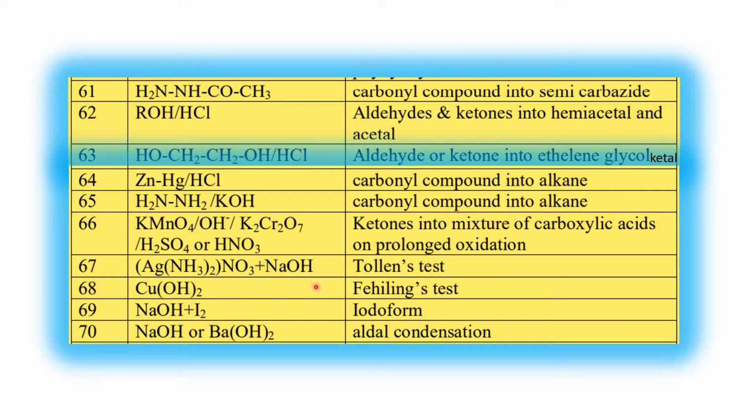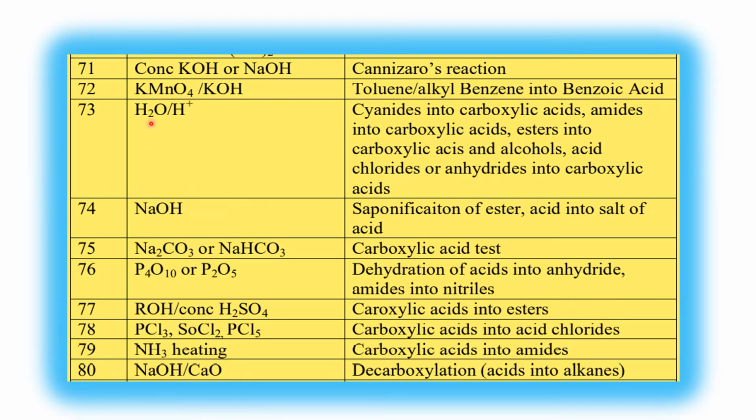Fehling's test does not show anything for ketone. It will differentiate reducing and non-reducing sugars. This will differentiate between ketone and aldehyde. This will show only for an alpha hydroxy ketone, not for all the ketones. Sodium hydroxide and iodine give the iodoform test, and sodium hydroxide gives aldol condensation. Concentrated KOH or sodium hydroxide gives the Cannizzaro reaction.